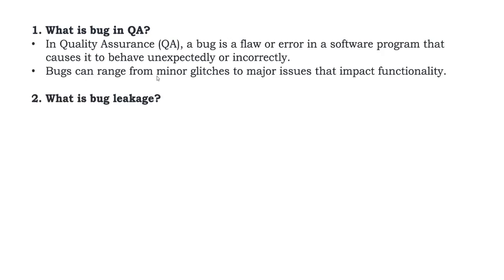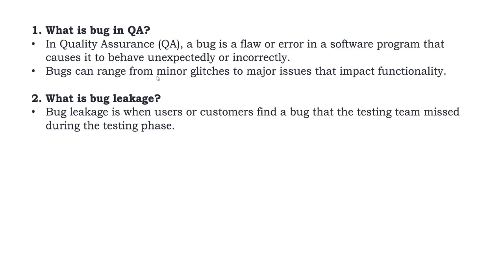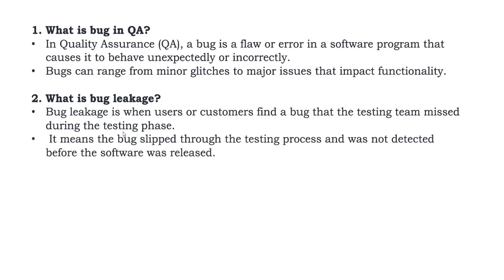What is bug leakage? Bug leakage is when users or customers find a bug that the testing team missed during the testing phase. Whenever an interviewer asks you what is bug leakage, you can say that the tester has missed the bug and it is now found by the customer. That is called bug leakage. It means the bug slipped through the testing process and was not detected before the software was released.